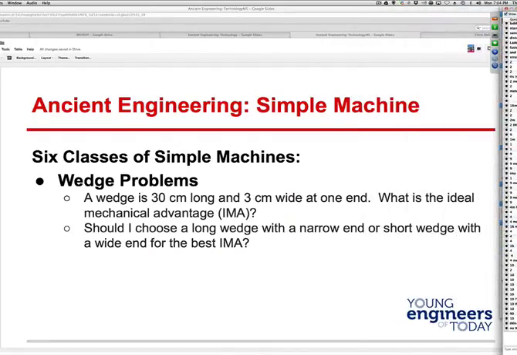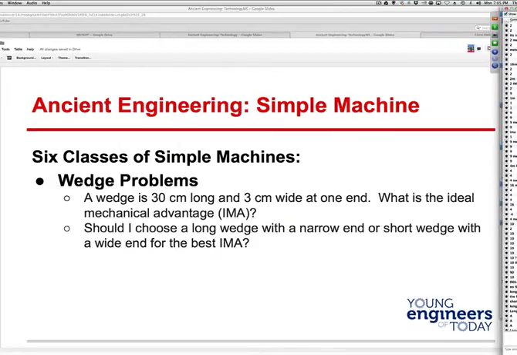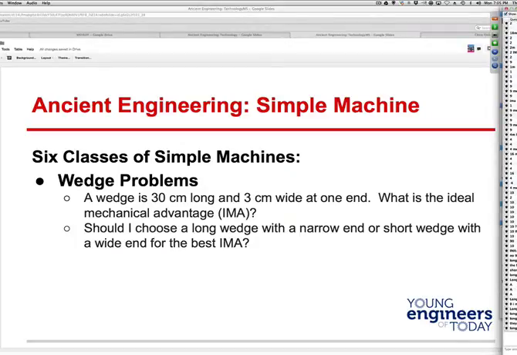All right. If you would, folks. Already got one answer and it's correct. Yes. Keep it up, guys. Think about it. Which one? You got a choice there. A, a long wedge with a narrow end, or a short wedge with a wide end for the best IMA? Great. Excellent, excellent. Everybody's saying the long wedge with the narrow end.